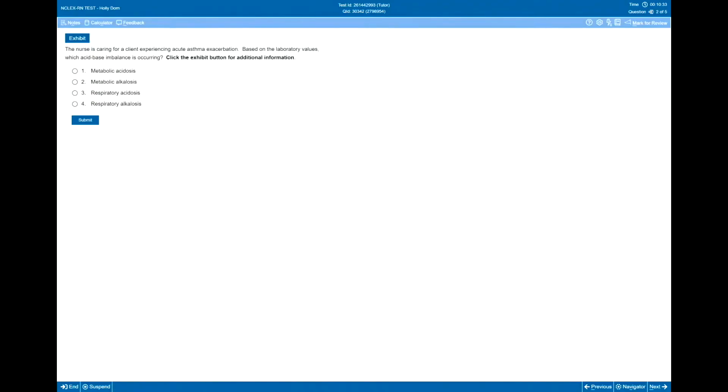So a little test taking tip here, I always suggest use the question to answer the question. We know that this client's having an asthma exacerbation, which is respiratory. So most likely our answer is going to be either respiratory acidosis or alkalosis. So based on the information given, I'm going to go ahead and answer here.